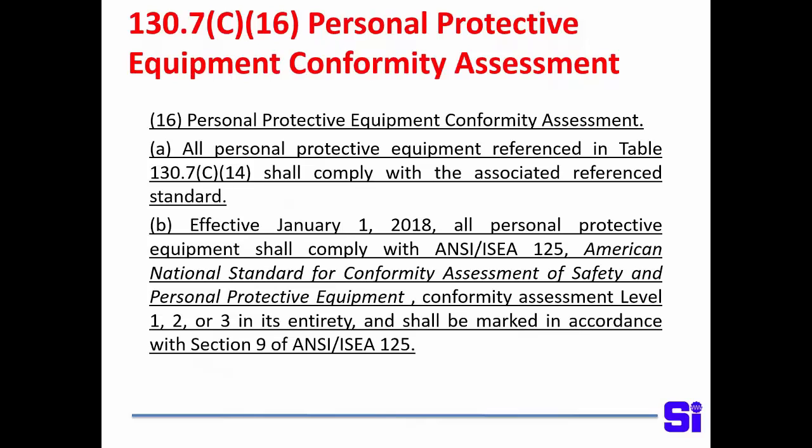conformity assessment level 1, 2, or 3 in its entirety and shall be marked in accordance with Section 9 of ANSI/ISEA 125. We got some manufacturers on the 70E committee, and they didn't like this at all because it's extra cost. And they're saying, well, it's hardly effective. But you know what? It's something that's needed. If you're buying something that's designed to protect people from the risks associated with operating and maintaining an electrical system, you need to have some assurance that the equipment is what it says it is. And that's what this is designed to do.